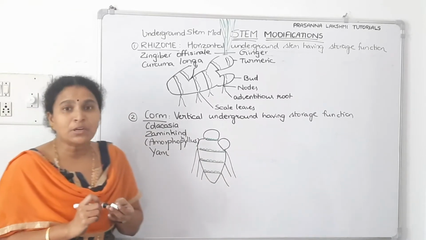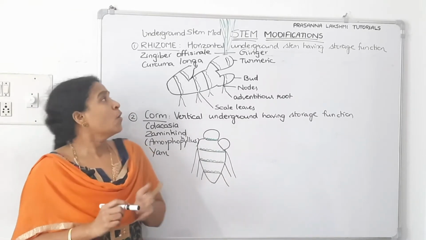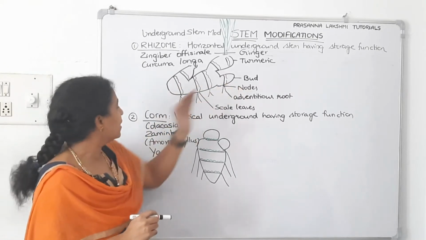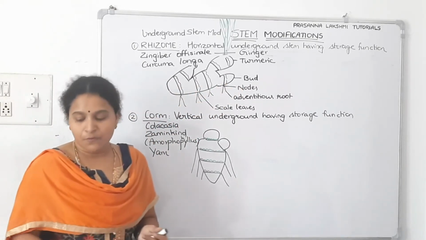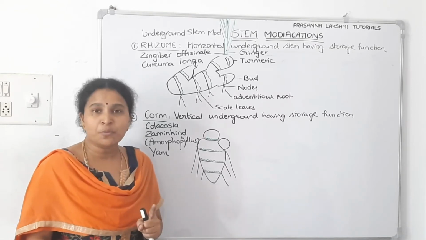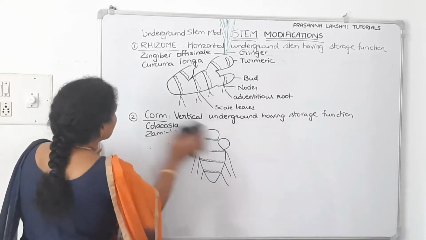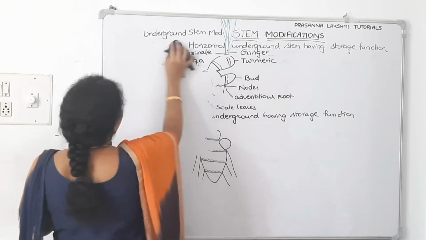So we have seen two types of underground modification so far. One is rhizome, which is horizontal. The other one is corm. Corm is vertical. Now third type of underground stem modification is stem tuber, and the fourth one is bulb. So we will see that also fast.